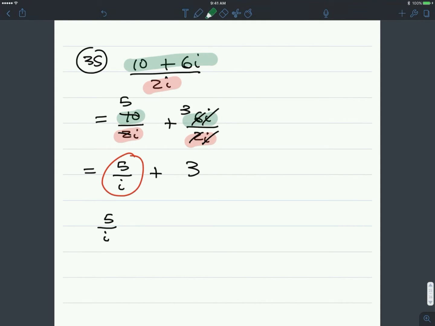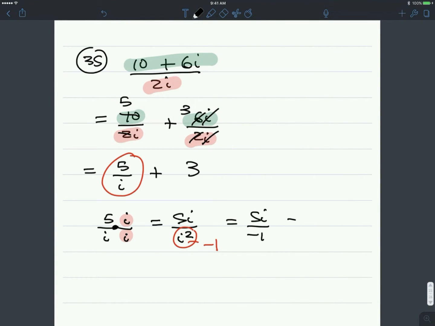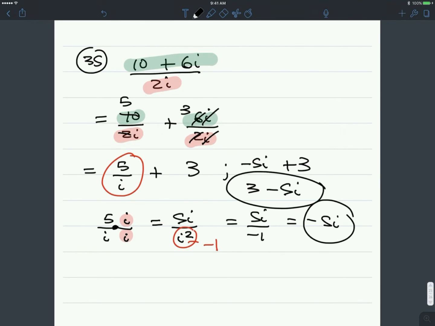5 over i, again, times a fraction where i divided by i is 1. And this is multiplication. 5 times i will give us 5i over i squared by multiplying the fraction. i squared is negative 1. We get 5i over negative 1, or simply negative 5i. This is what 5 divided by i really is. So I can write this as negative 5i plus 3, or 3 minus 5i written in complex number form. This is my final answer.